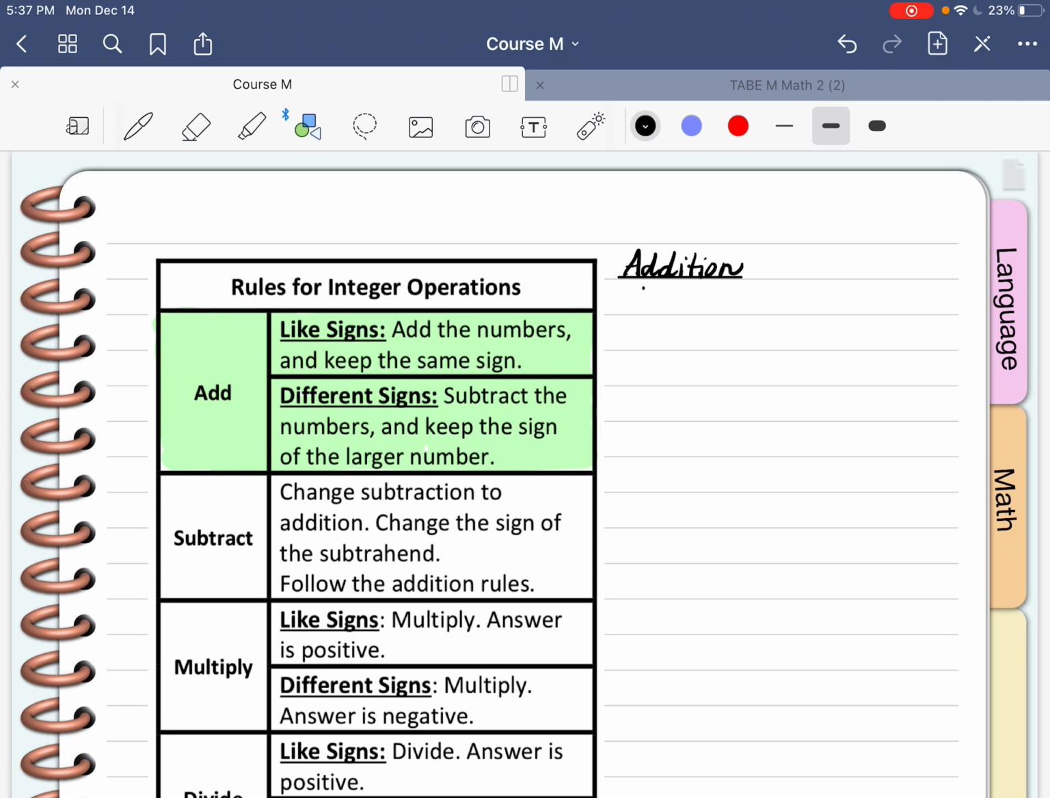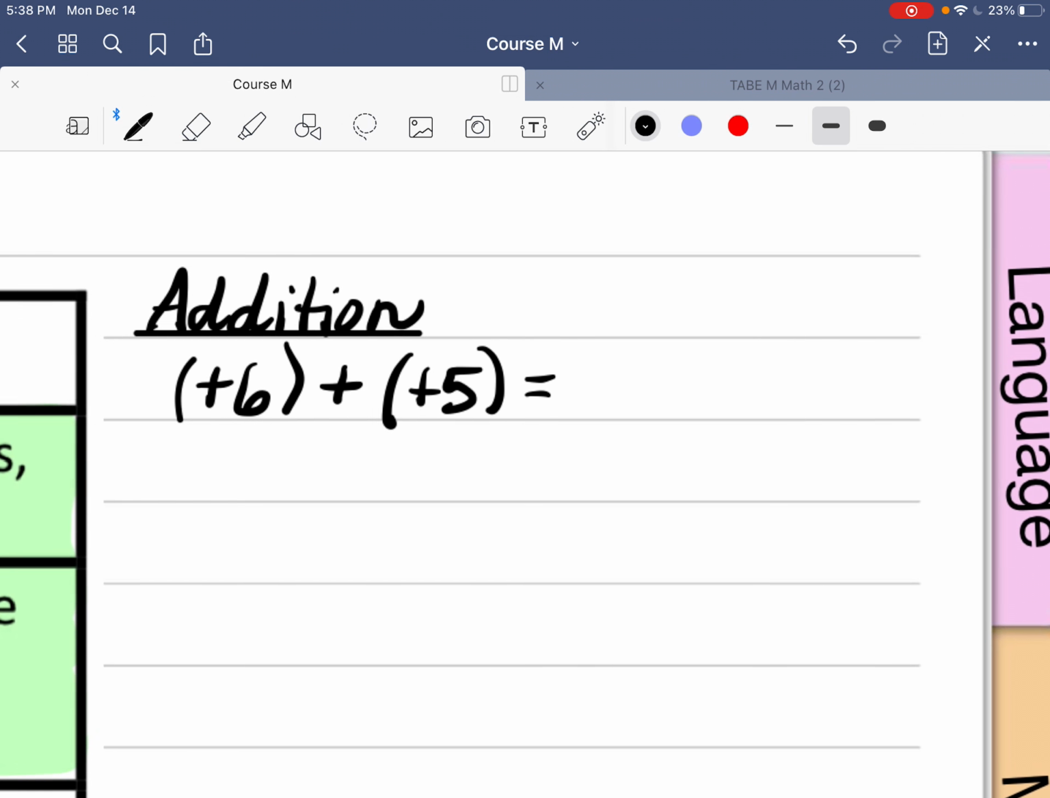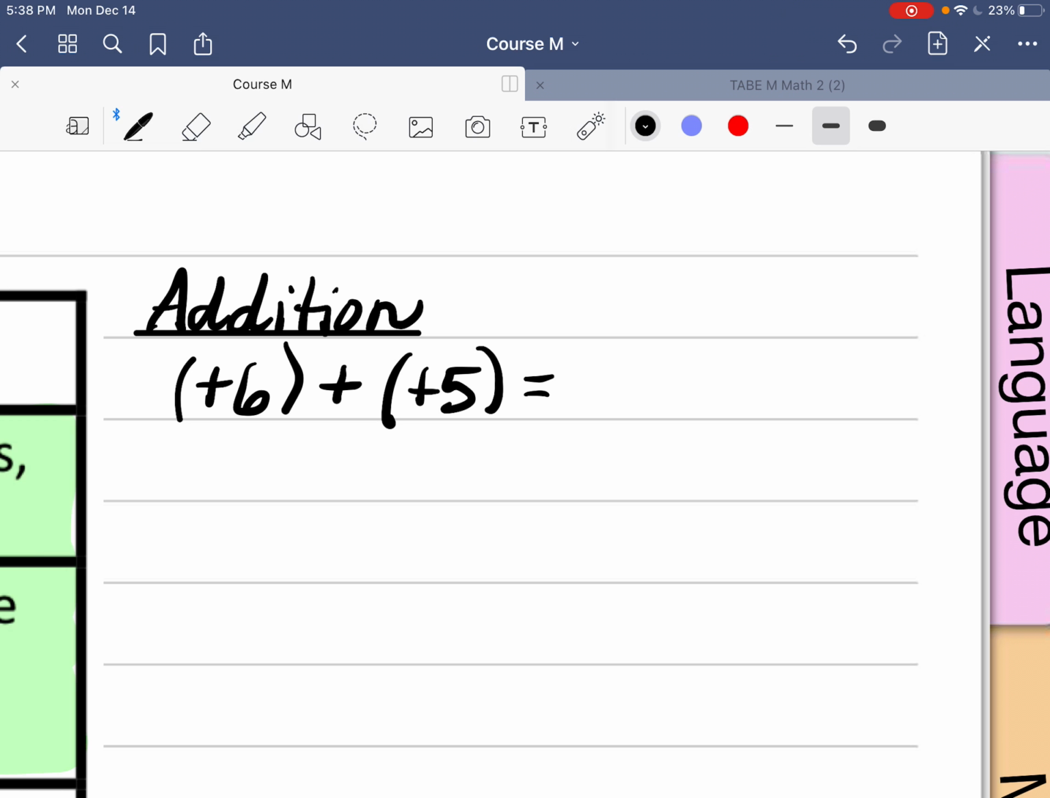So I'm going to say positive 6 plus positive 5. Now, you won't see the positive signs usually. If the number does not have a sign, it is automatically positive, and you rarely will see the positive signs. But since I'm showing you the rules, I want to show you what to do here. So think about it this way. I always tell students, adult students, to think about playing poker. If you win $6 and you win $5 more, you have won a total of $11.